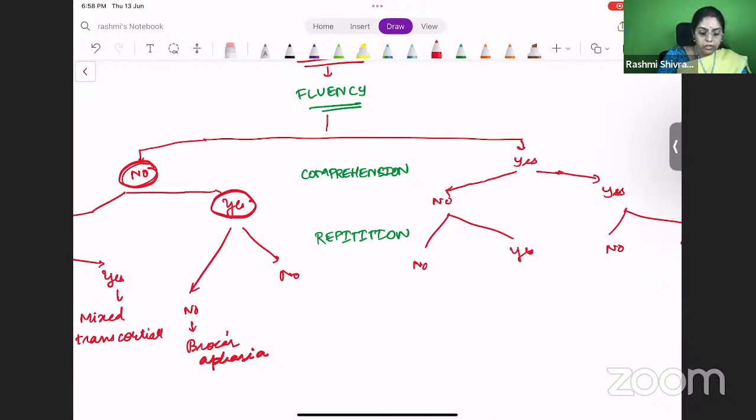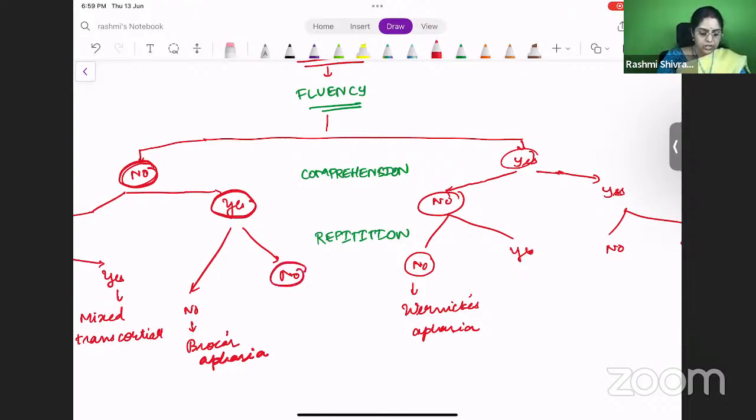Now the patient is having fluency. He is not able to comprehend, and there is no repetition also. So what does this mean? Because he's not able to comprehend, he's not able to repeat. But the fluency is there. He's just going on talking continuously. This means that the patient is having a Wernicke's aphasia. The patient is very fluent. He's able to talk continuously, but he's not able to comprehend or repeat whatever you say. So that is Wernicke's aphasia.